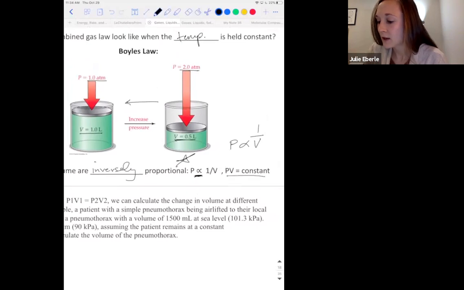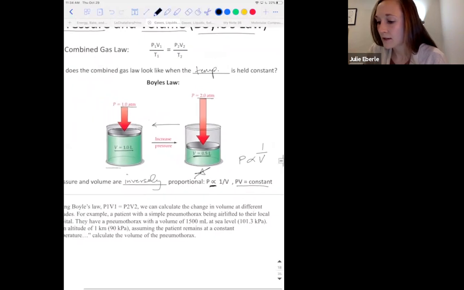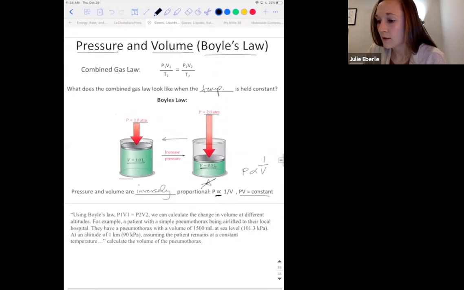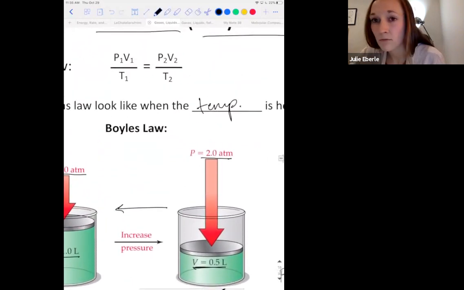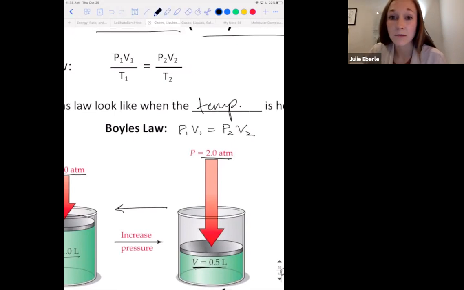Now, PV equals a constant. What does that mean? What is that saying? Well, essentially, what is Boyle's law? I actually don't have it on here. Boyle's law, we're just going to write it right up here. If we're taking temperature out of the equation, we're just going to literally delete T. What do we have left when we do that? P1 V1 equals P2 V2. That is Boyle's law.